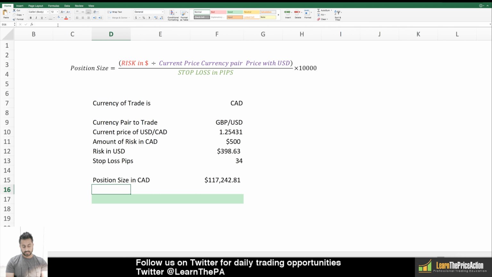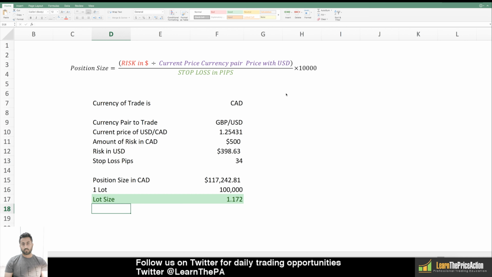And we all know what a one lot is. One lot is 100,000. So the lot size is: you take this and divide by this, so that's 1.172. That's your lot size. So if you want to place an entry order, or market order, or whatever order you want, you would purchase or sell 1.172 lots to risk 500 Canadian dollars.